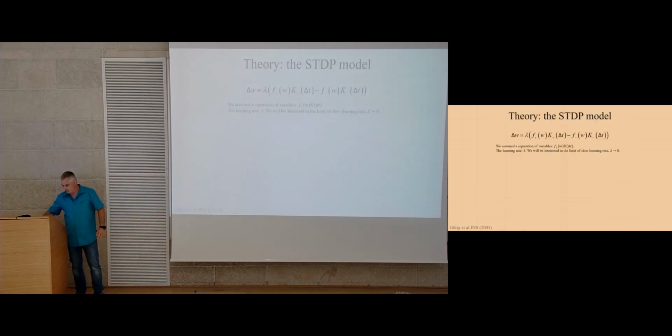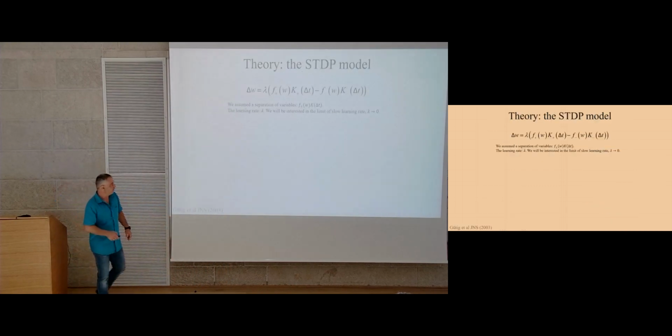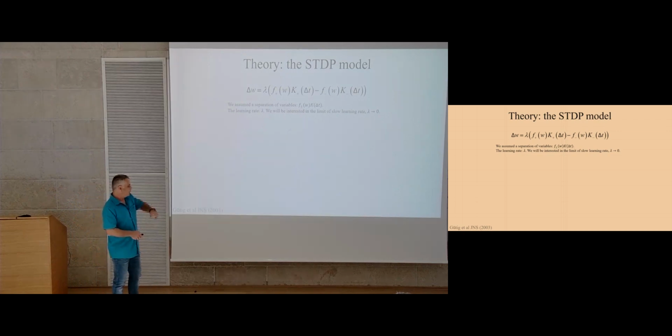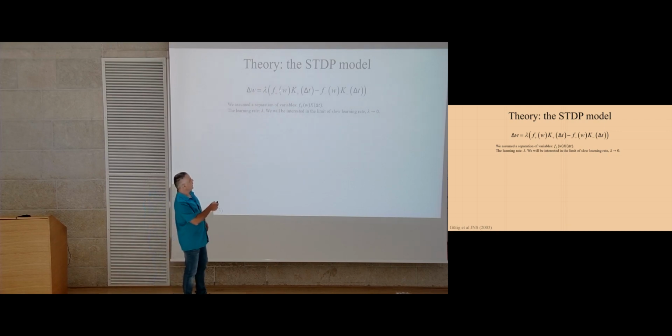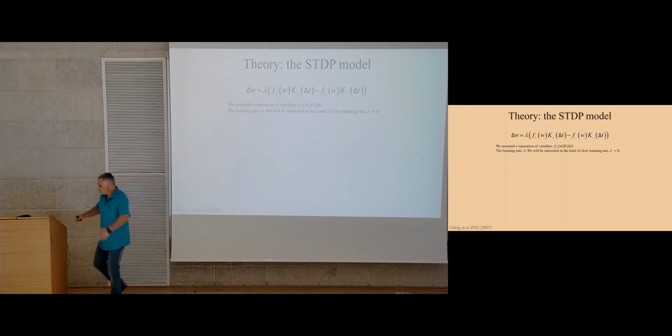So how do people investigate STDP theoretically? Essentially, we write the change in synaptic weight, where W is for the weight, as a sum of two terms: potentiation, plus here, and depression. We also have a scaling by some learning rate, which will become important very soon. And of course we have some weight dependence of the learning rule and a temporal kernel.